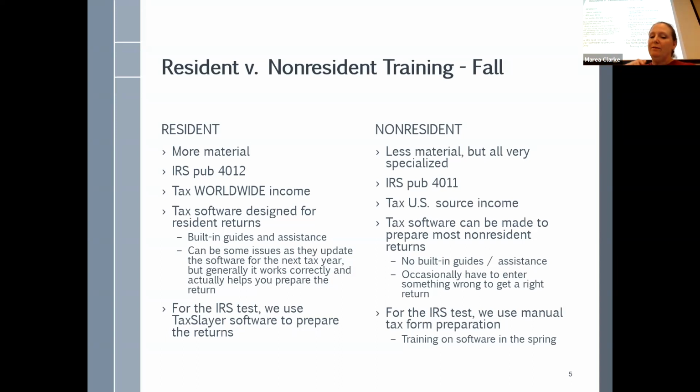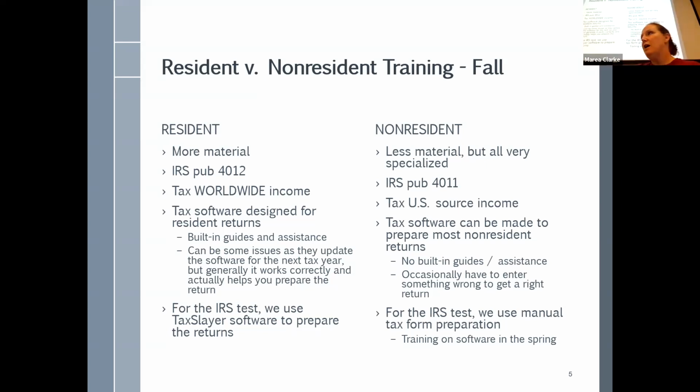The tax software that we use, it's the same software. It can be made to prepare most non-resident returns. However, there are no built-in guides and there is no assistance. And upon occasion, you have to enter something wrong to get the return to come out right. So for that reason, when we do our studying and practicing for the IRS tests for the resident taxes, we use the software, right? It's designed for it, it works really well, it helps you out. Why wouldn't you use it? If it's allowed, and it definitely is allowed.